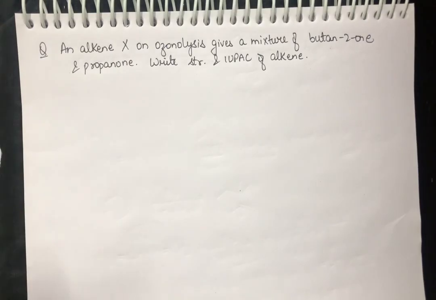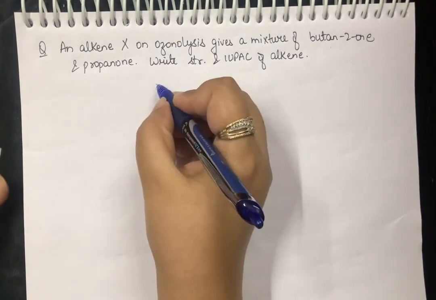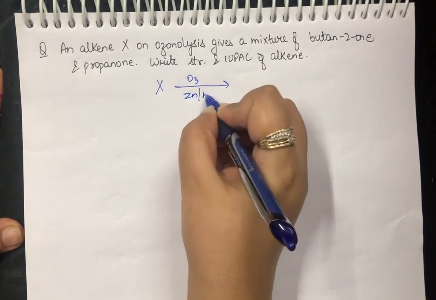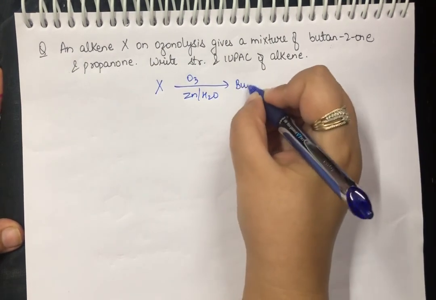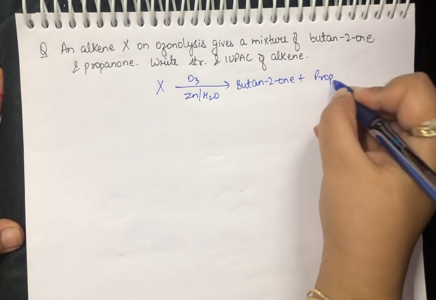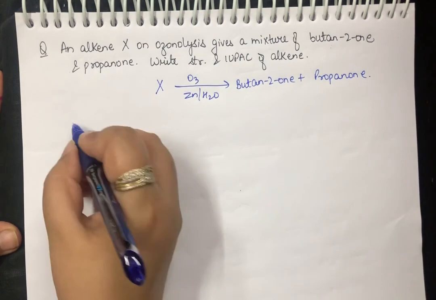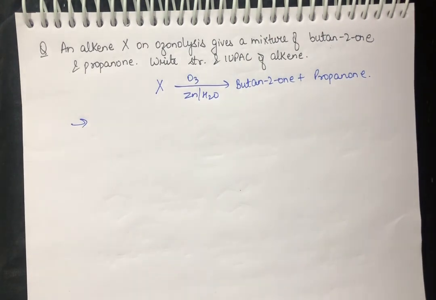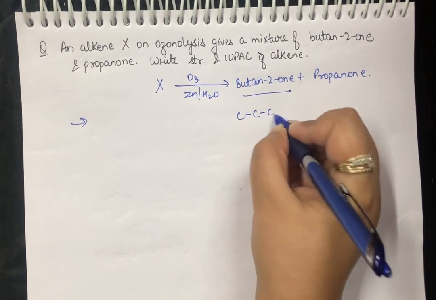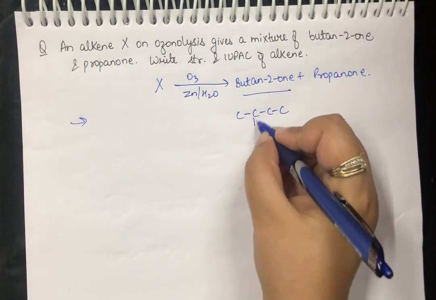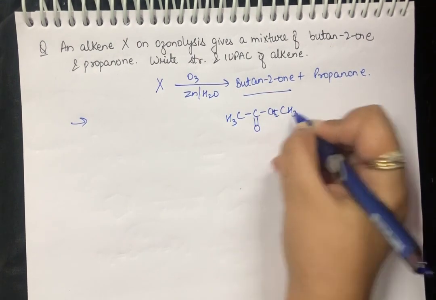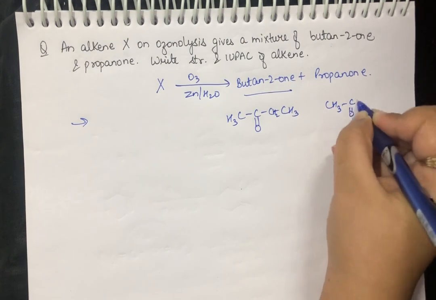The reverse of the question can also be asked. The question says there is an alkene X which on ozonolysis and treating with zinc water gives you butan-2-one and propanone as the products, and you have to find what X is. For this, there is a very simple trick. You just write down the structures of the compounds first. So you have butanone here, with the carbonyl at the second position. This is CH3, CH2, CH3, and this is CH3, double bond O, CH3.